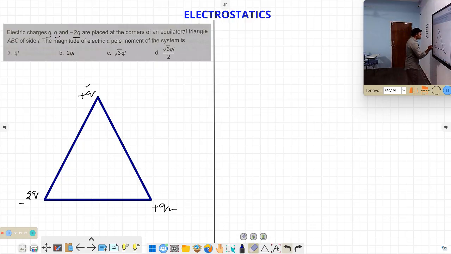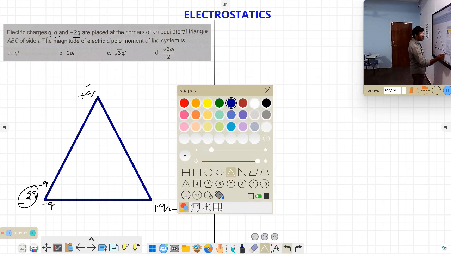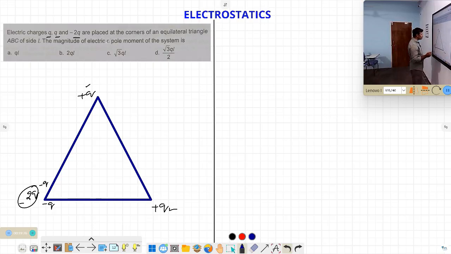Here, the minus 2q which is there, I can write as a minus q and a minus q combination. So minus q and plus q form one dipole, and another minus q and plus q also form another dipole. So two dipole systems are going to form here. What is the direction of the dipole? Always from negative to positive. So this is the direction of the dipole moment in the case of the first one.